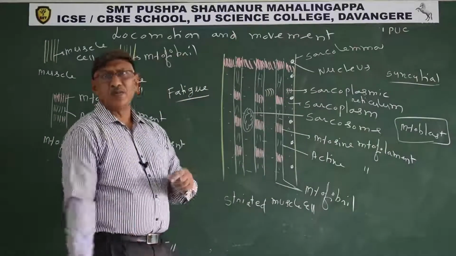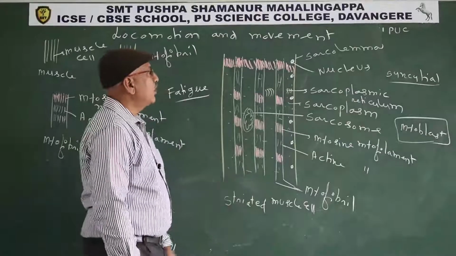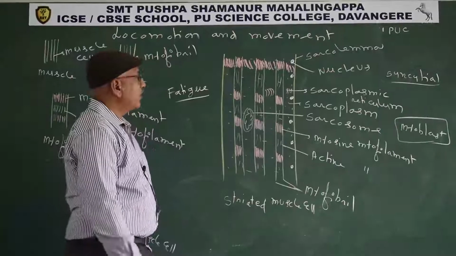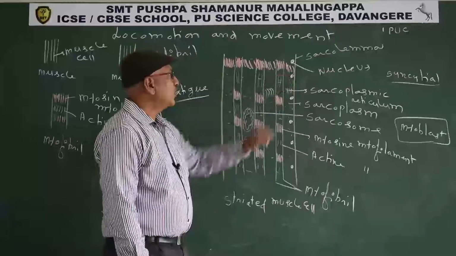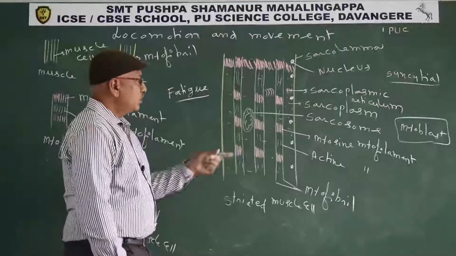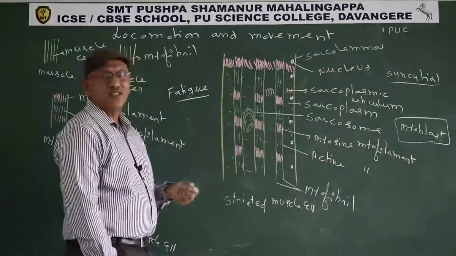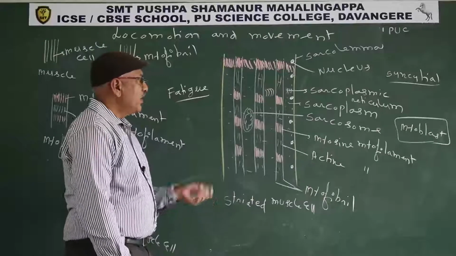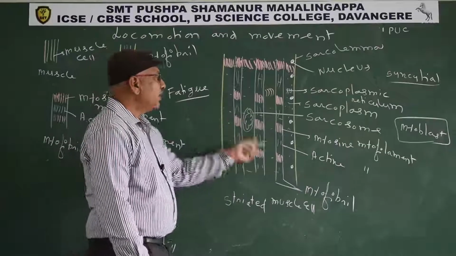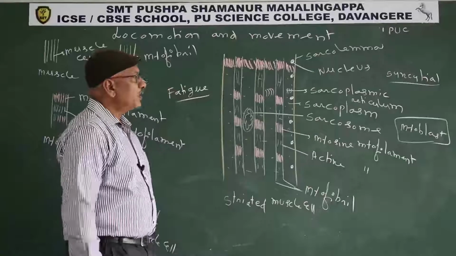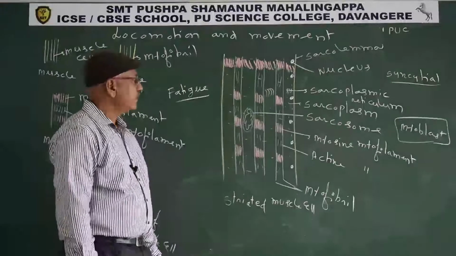The plasma membrane of the muscle cell is the sarcolemma. The cytoplasm of the muscle cell is the sarcoplasm. Just below the sarcolemma, several nuclei are present. So this is the syncytial condition. Syncytium means multinucleate state. Why does the striated muscle cell contain several nuclei? In the embryonic stage, one striated muscle cell is formed by the union of several myoblast cells.